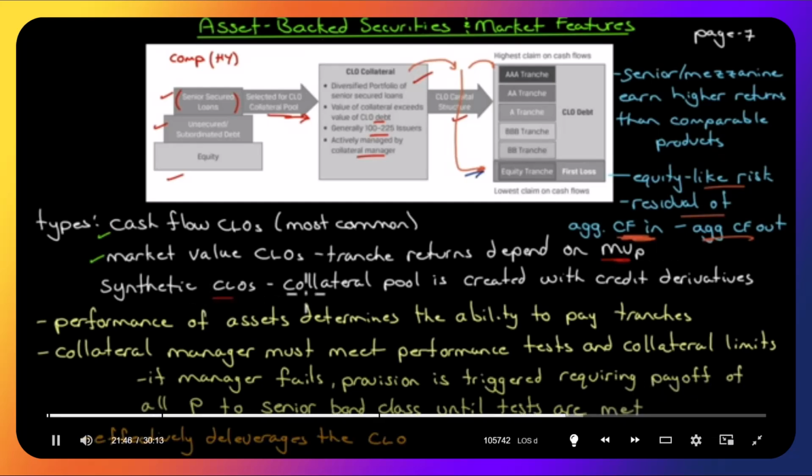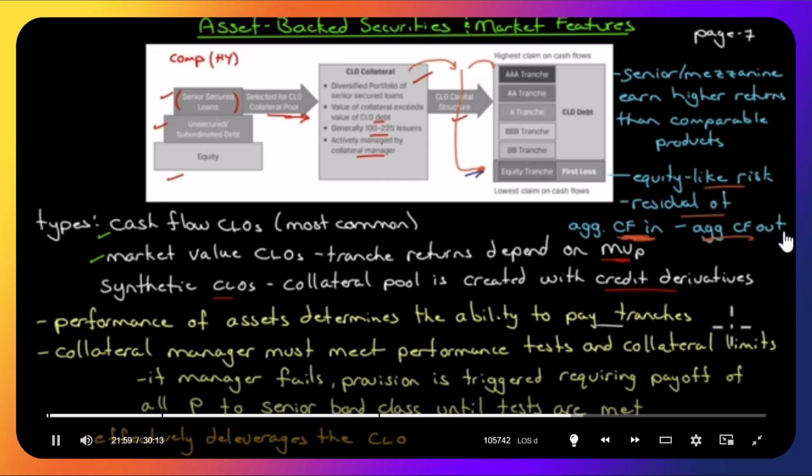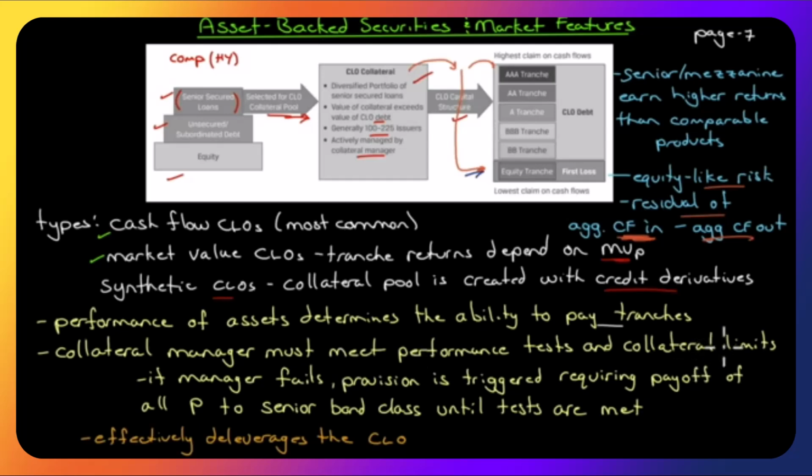And then you have synthetic CLOs. The collateral pool is created with credit derivatives. Don't worry, we don't have to get into that. It's a little complicated. The performance of assets determines the ability to pay the tranches, obviously, right? The collateral manager must meet performance tests and collateral limits. If a manager fails, a provision is triggered requiring the payoff of all principal to senior bond classes until the tests are met. We will see this test on the next screen.